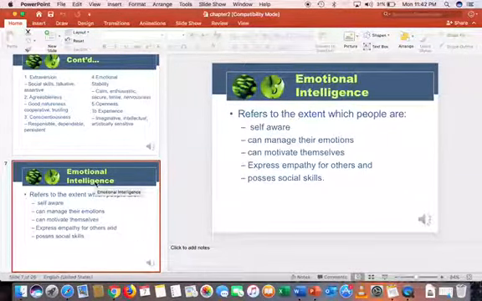What does emotional intelligence mean? It means how self-aware people are. How can they manage their emotions? How can they motivate themselves? If they can express sympathy or empathy for others, and they have social skills. Emotional intelligence means that a person should be aware of himself. He should know, he should understand himself.